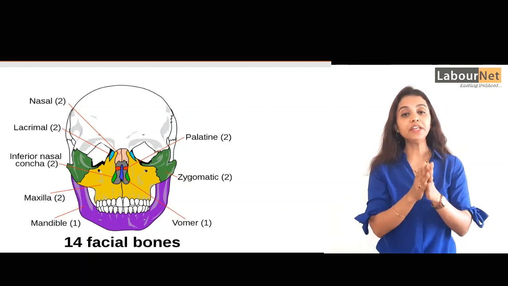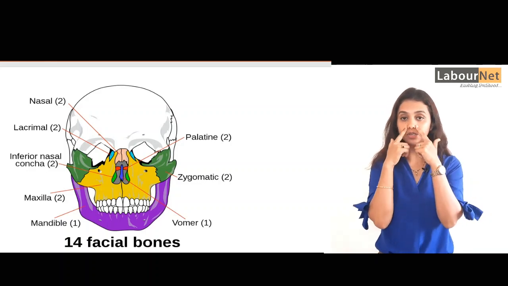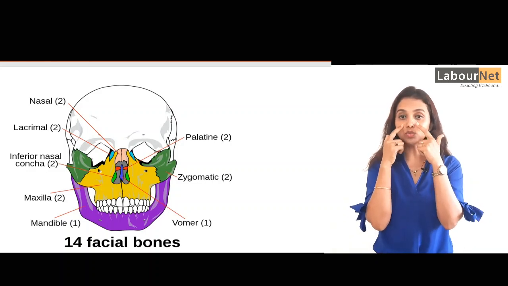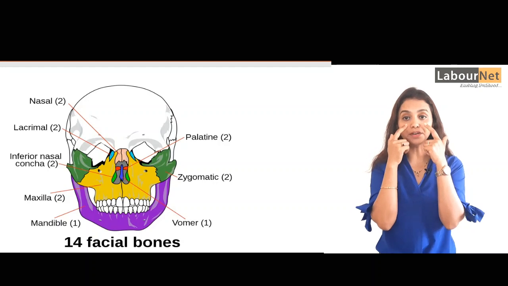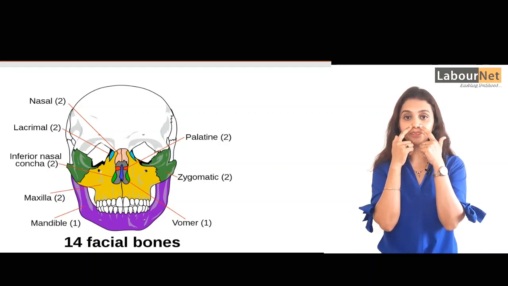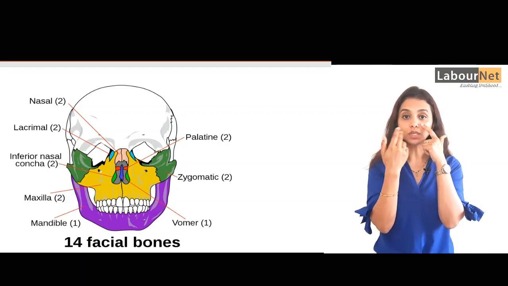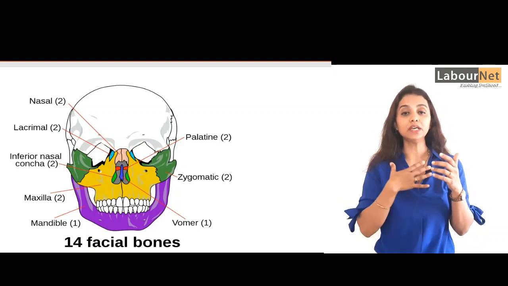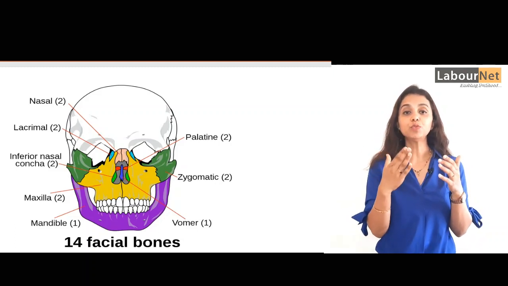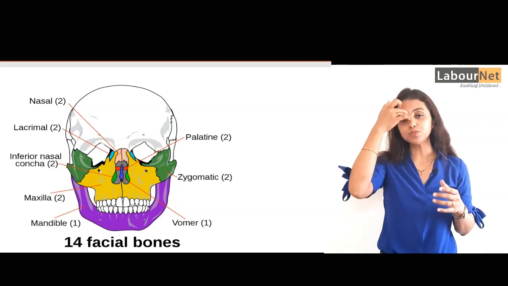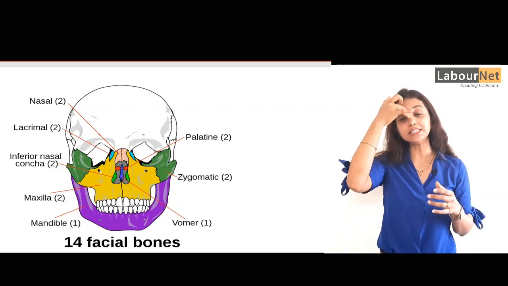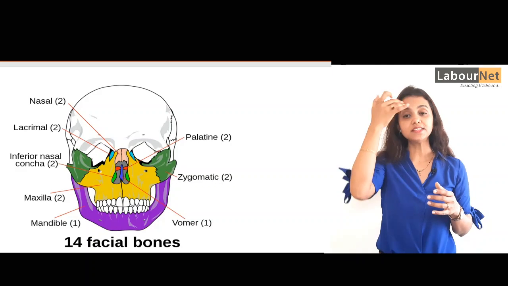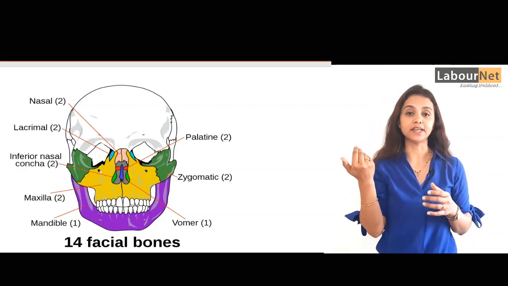Then is your inferior nasal concha, that is your nostril part. So these 2 bones form part of the lateral wall of the nasal cavity and help to circulate, filter and warm the air before it passes into the lungs. Your last bone is vomer bone. This bone forms the part of the nasal septum which divides the nose into left and right side.